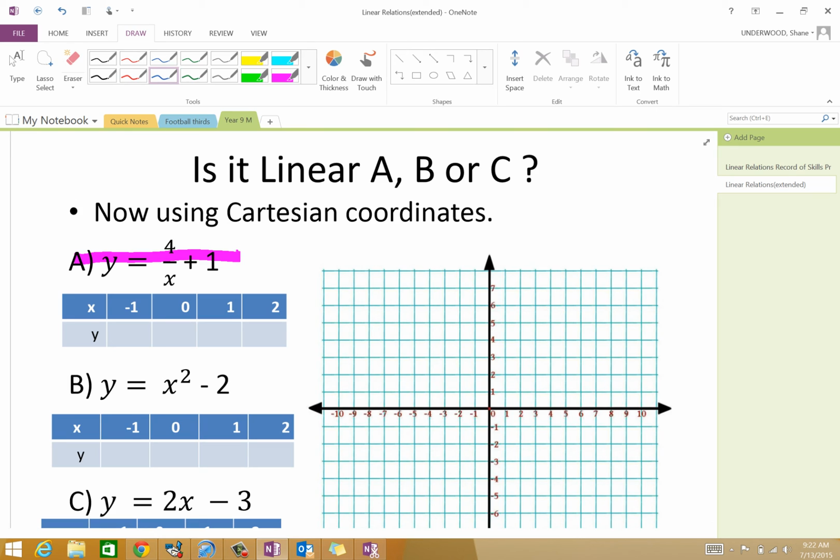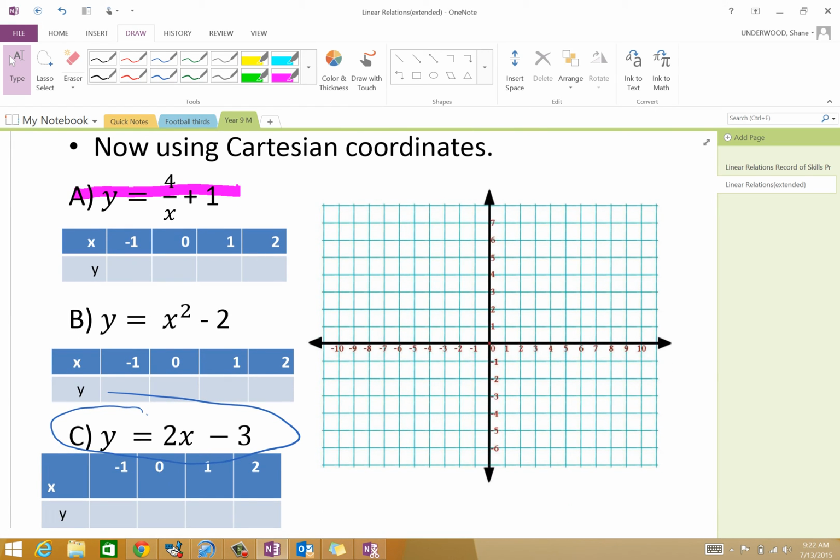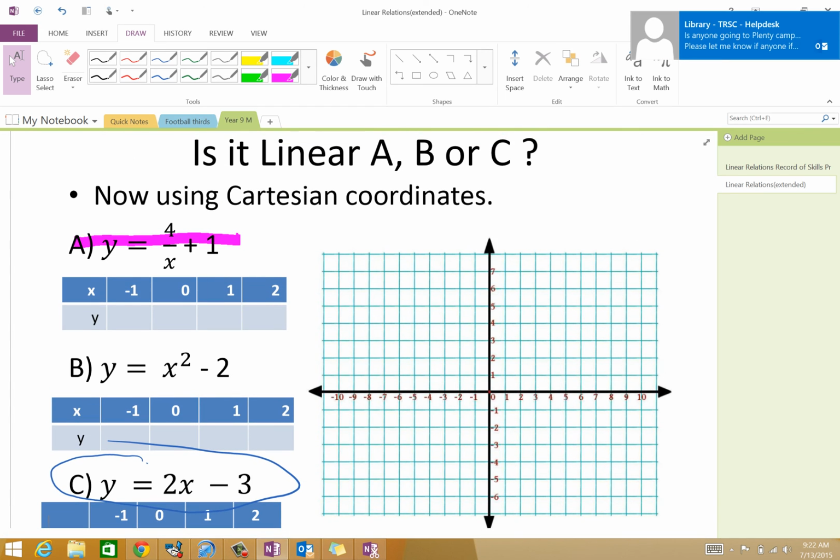Let's have a look at this one. What is the coefficient of x in this one? It's 2. What's the constant? -3. Okay. What is the coefficient of x squared? 1. What's the constant? Good.